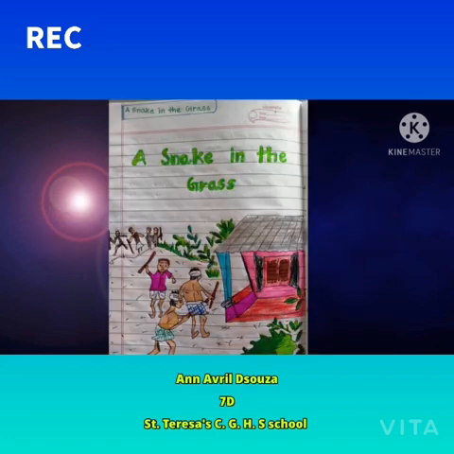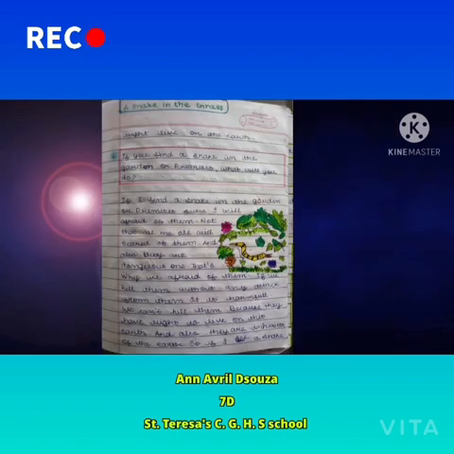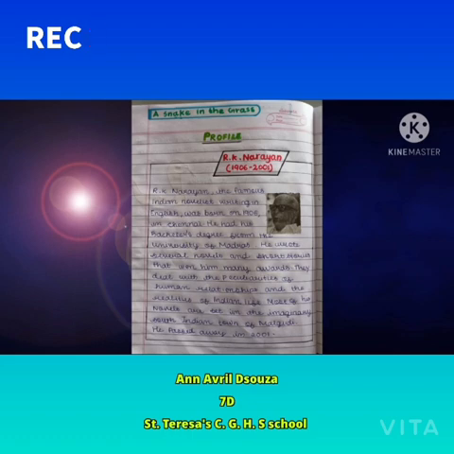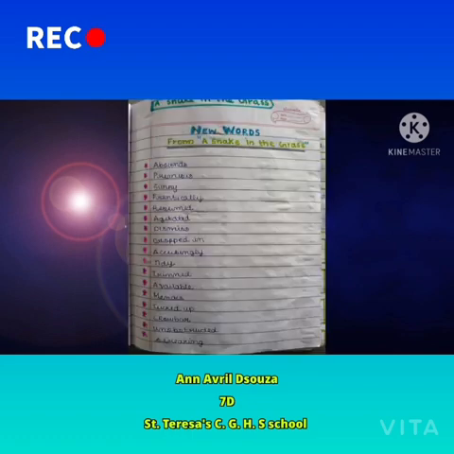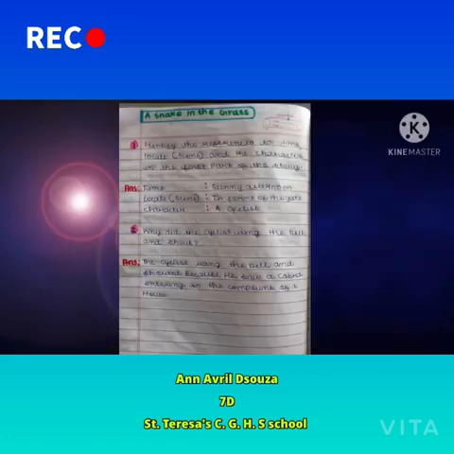A snake in the grass. Here are some questions which the teacher has given about nature. Profile of R.K. Narayan. New words from A Snake in the Grass. Present tense, past tense, continuous tense from the textbook. Some questions from the textbook.